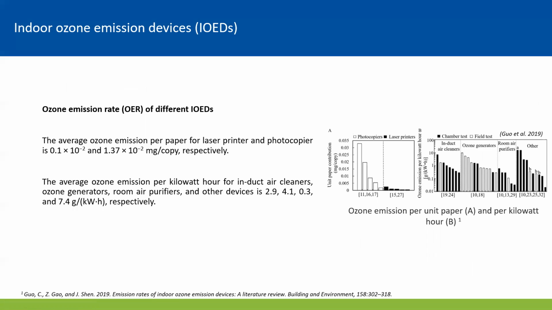For laser printers and photocopiers, the average ozone emission rates per paper are also calculated. The unit emission rate per paper for a photocopier is much higher than a laser printer. The average ozone emission rate per kilowatt hour for the other devices are also calculated. The unit ozone emission rate per kilowatt hour for room air cleaners is lowest among these devices, and it's around 0.3 gram per kilowatt hour.